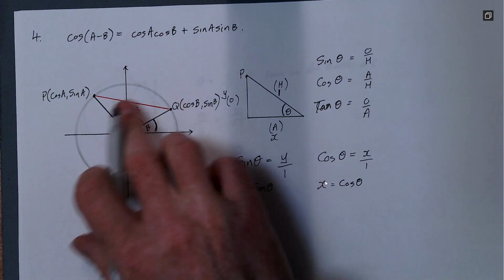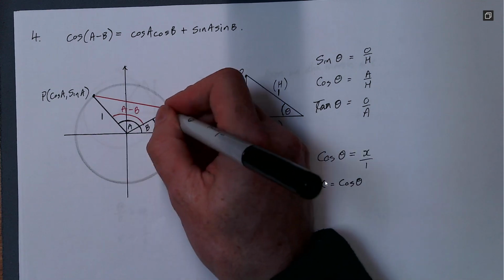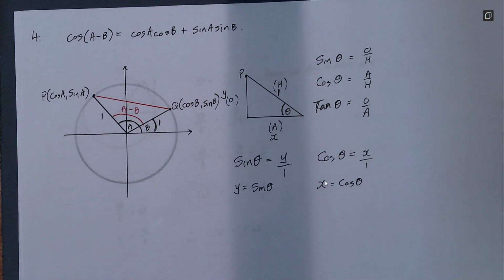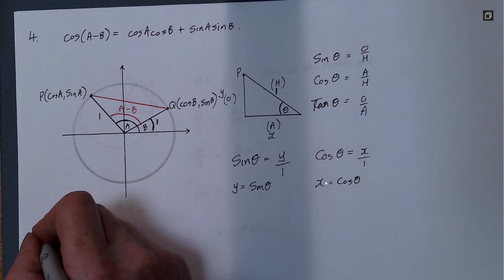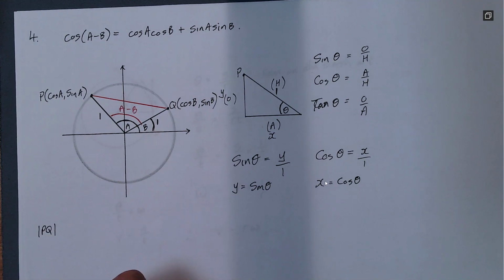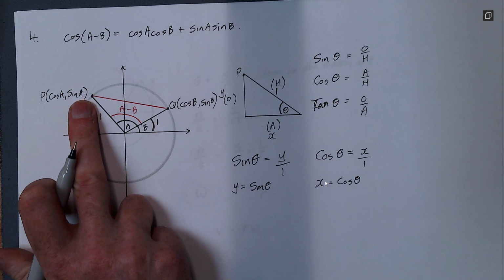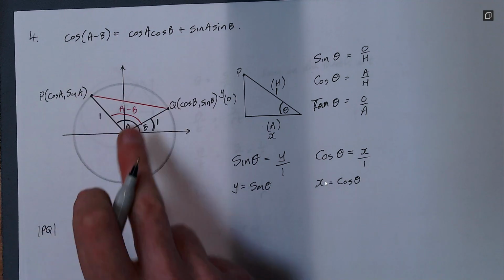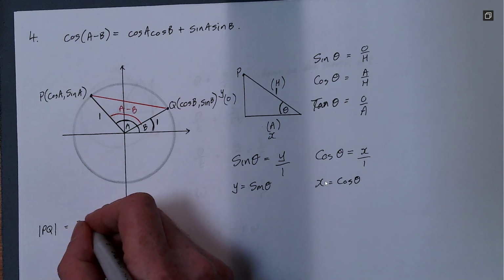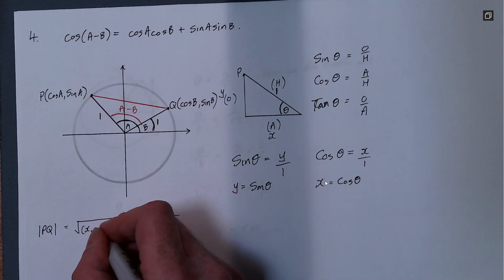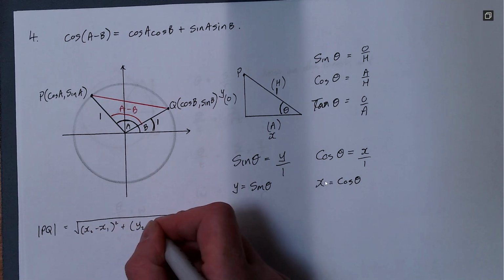Because it's a unit circle, we can use the rules of coordinate geometry to find the length of PQ. The distance formula gives PQ equals the square root of (x2 minus x1) squared plus (y2 minus y1) squared.